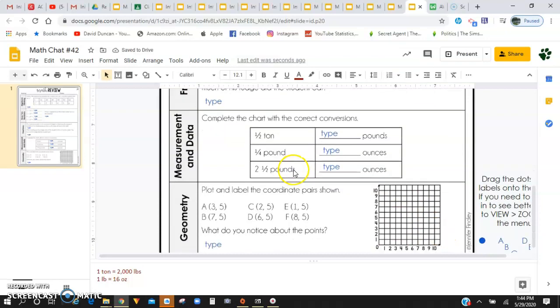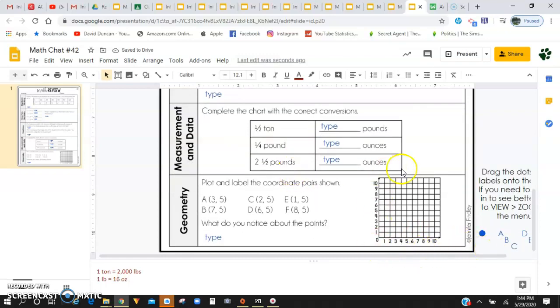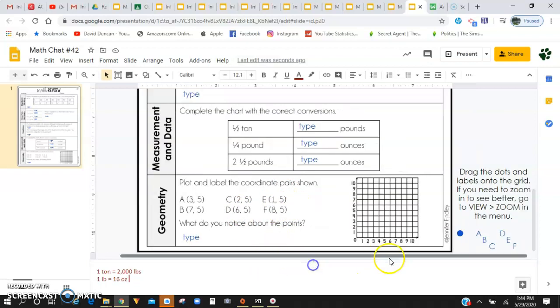Last but not least, for geometry, we have some more coordinate grid plotting. So you are given different coordinate points. Remember, the first digit is your x coordinate, and your second digit is your y. So you are going to be plotting them with our points right here and labeling them based on the name of the coordinate. Then you have to write down what you notice about those points.